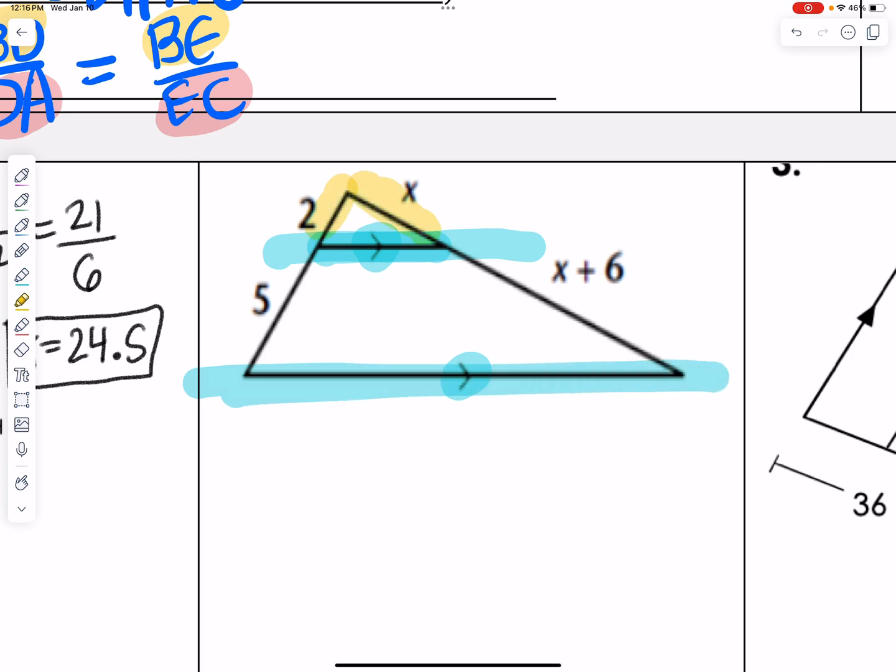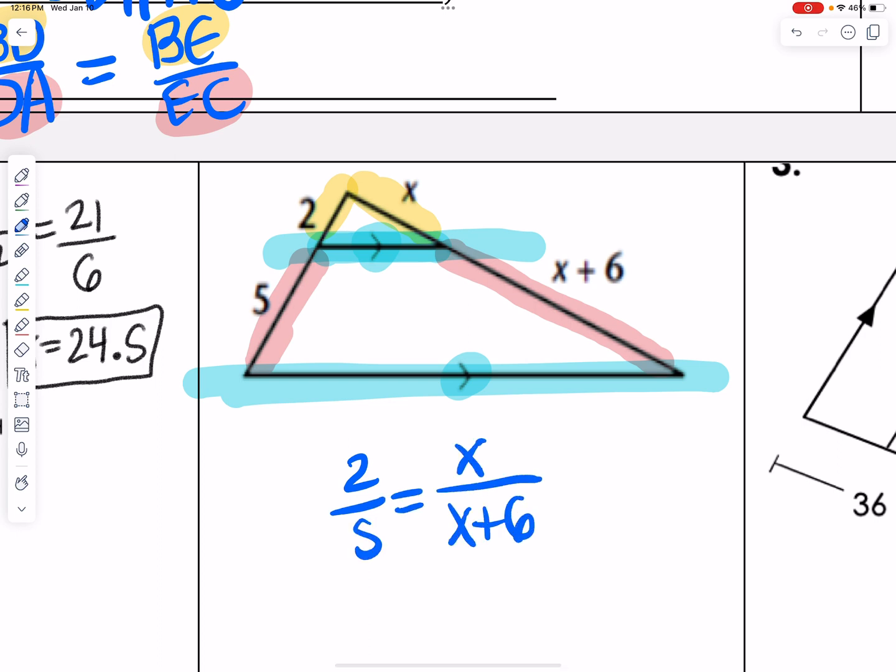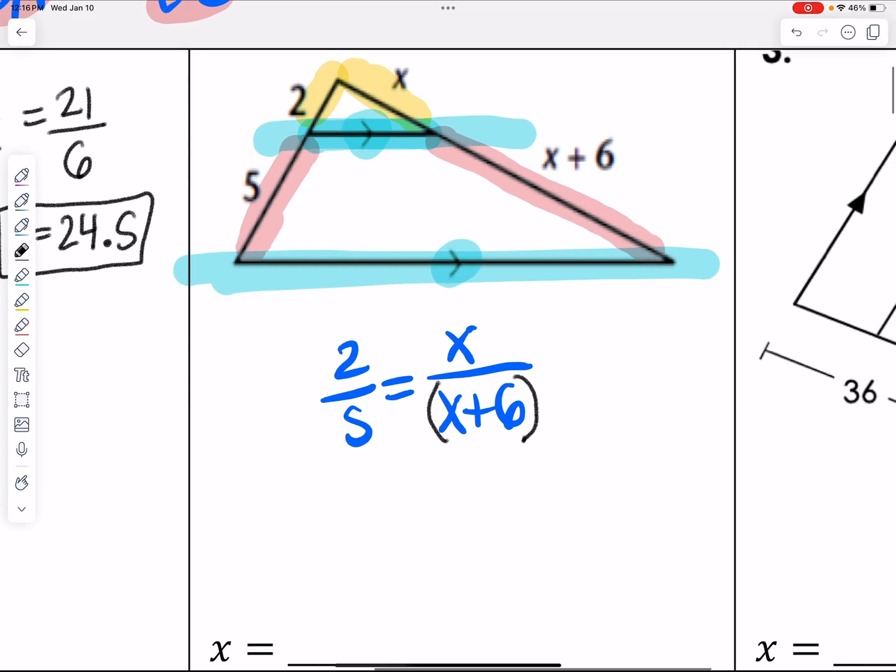So there's my yellow pieces. This gets split the same way that this gets split. So when I set that up, that would be 2/5 should be equal to the way that x relates to x plus 6. Now remember, whenever you have multiple pieces, whenever you're cross multiplying, we want to put that in parentheses. That is going to be a binomial. And so that's going to be 2 pieces.